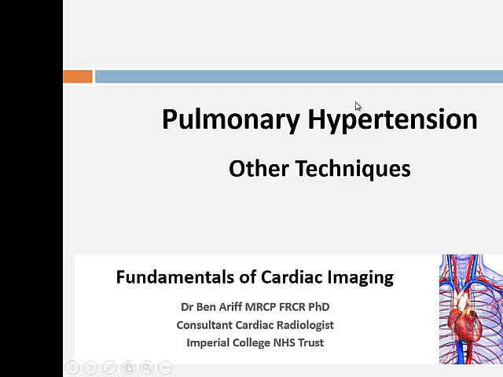So Nilesh has obviously touched on the echo side, so I'm going to focus down primarily on the other imaging of pulmonary hypertension. Here at Imperial, we're a relatively big tertiary referral centre for pulmonary hypertension. So I'll just show you what we normally do as part of our workup for pulmonary hypertension.